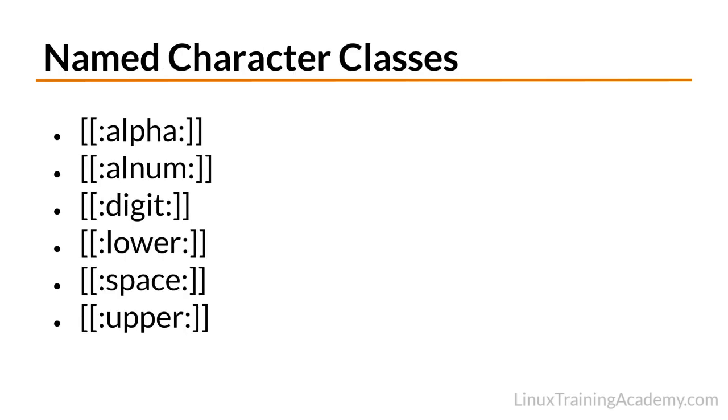Instead of creating your own ranges, you can use predefined named character classes. These named character classes represent the most commonly used ranges. Alpha matches alphabetic letters. This means it matches both lower and uppercase letters. Alnum matches alphanumeric characters. This means it matches alpha and digits. Said another way, it matches any uppercase or lowercase letters or any decimal digits.